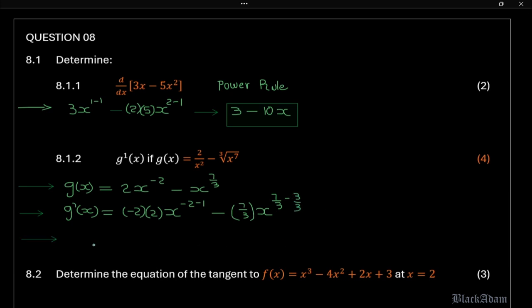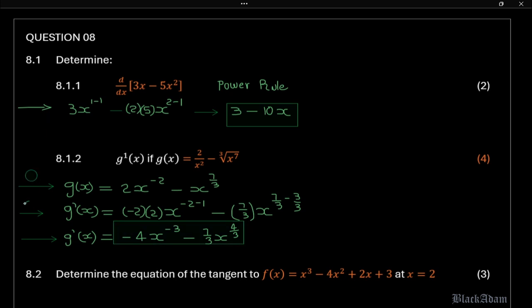and then we're going to have negative 4 x to the power negative 3 minus 7 over 3, x to the power 7 minus 3 is 4 over 3. So that's our final answer for g of x. Okay, so that's what we have.